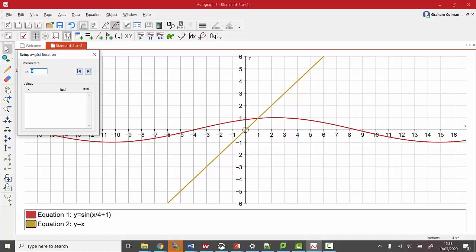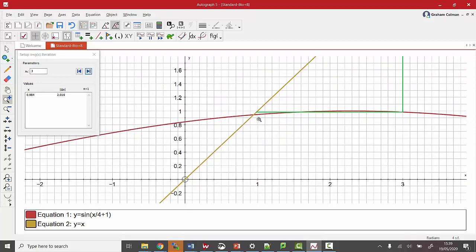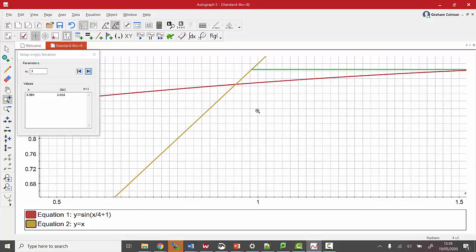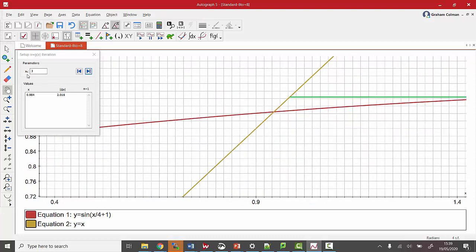And now I'm going to try out different things. So let's see what happens with a starting value of x equals 3. So we go up to the curve, across the line, back down. Now then, I can't really see what's going on there, so I'm going to zoom in quite a lot. And this will help us to visualize exactly what's going on here.